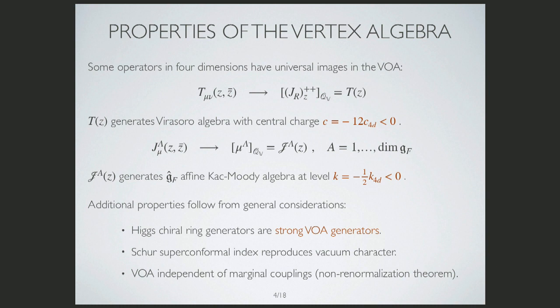And interestingly, the central charge of that Virasoro algebra is related to the c central charge of your four-dimensional theory by a factor of -12. So in a unitary four-dimensional theory, you get non-unitary Virasoro symmetry.